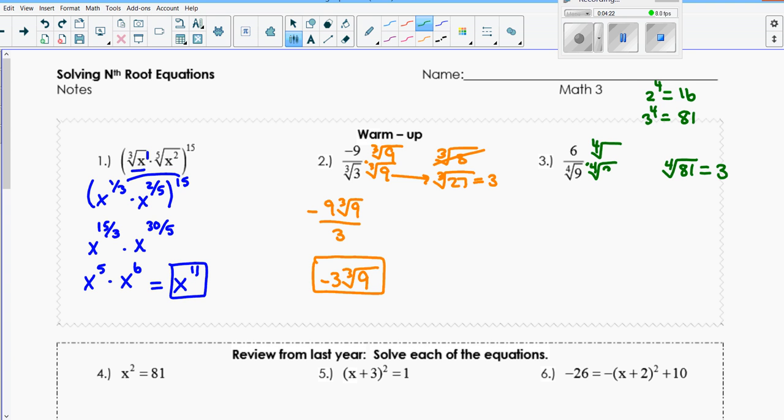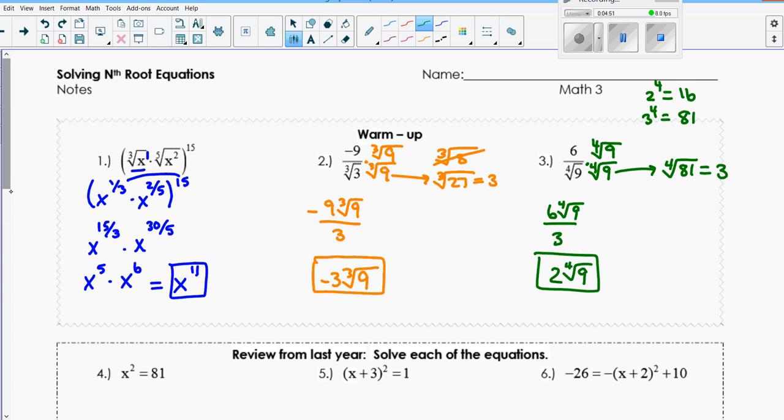So 9 times 9 is 81, and then that'll give me a 3. So in the top, I get 6 times the fourth root of 9 over 9 times 9 gives me the fourth root of 81, and the fourth root of 81 is 3. 6 divided by 3 is 2 times the fourth root of 9. And there's your answer. Okay?